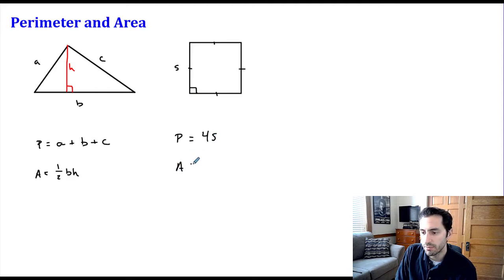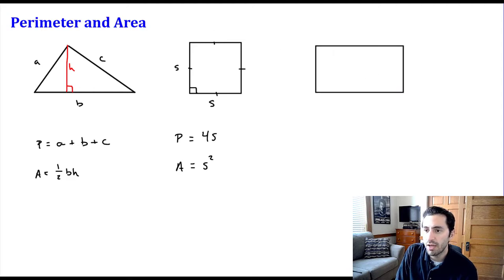The area of a square is its length times its width. So in this case, it's just going to be S times S. Another way to write that is S squared. And the last basic shape I want to take a look at is a rectangle.